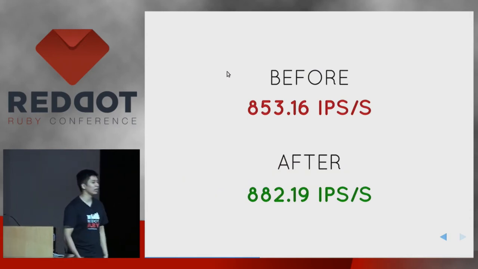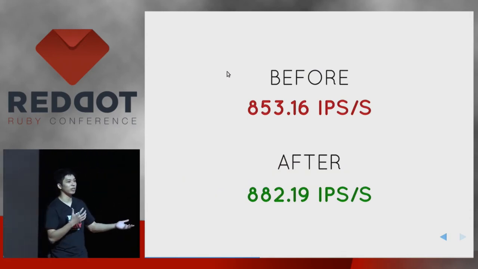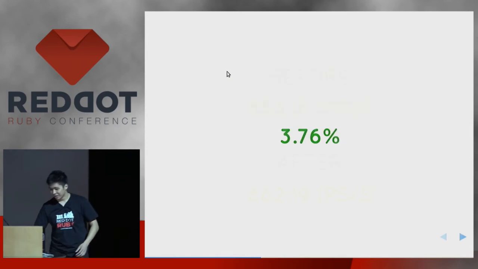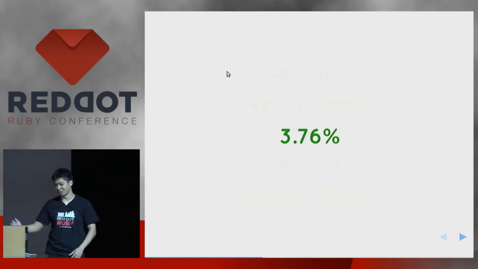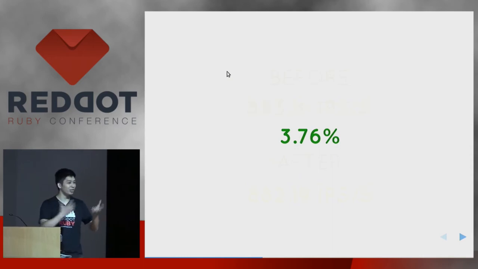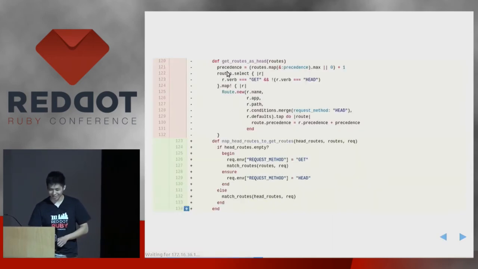I did some simple integration benchmark of integration tests. Then you get like 3%, but actually in the whole context of a real application, you don't really get much. But then you have to convince someone on the Rails core team to merge it. So that was the trick I used.